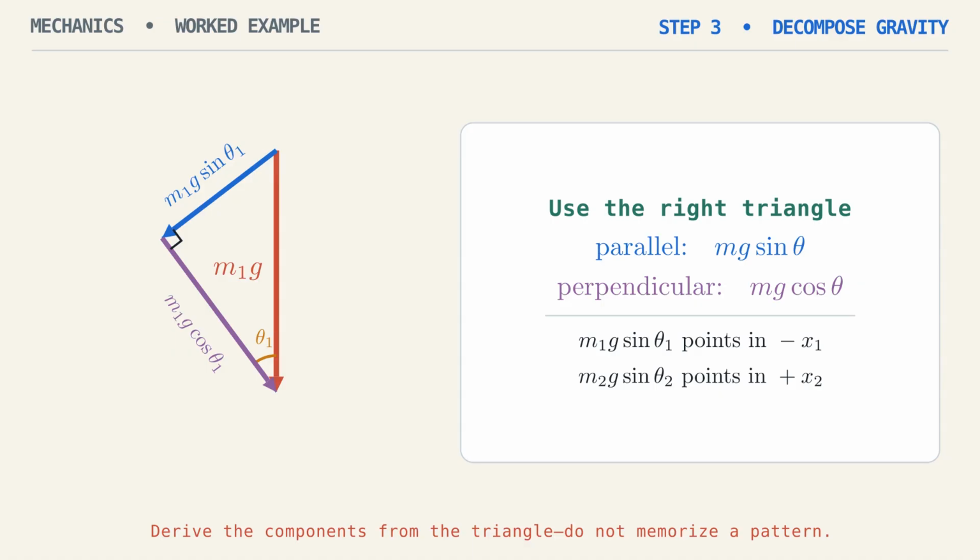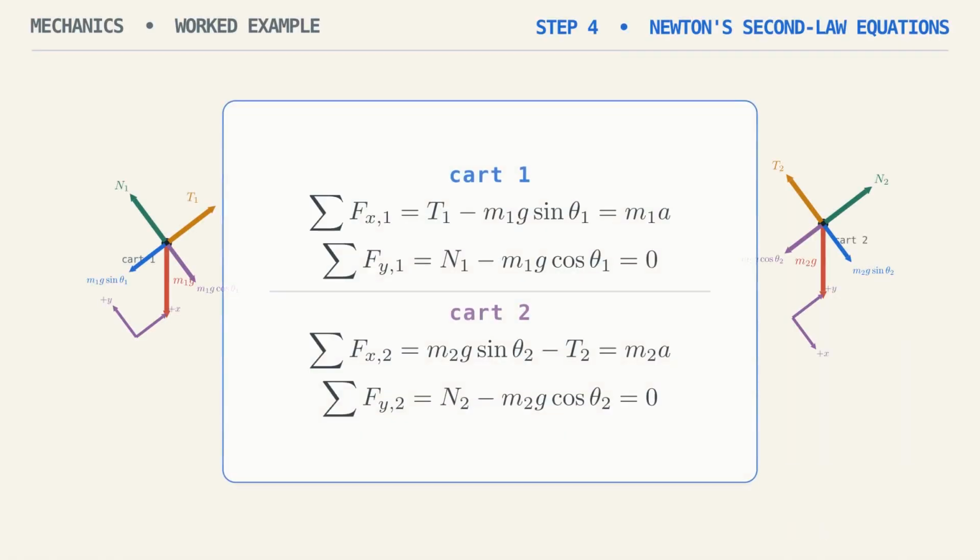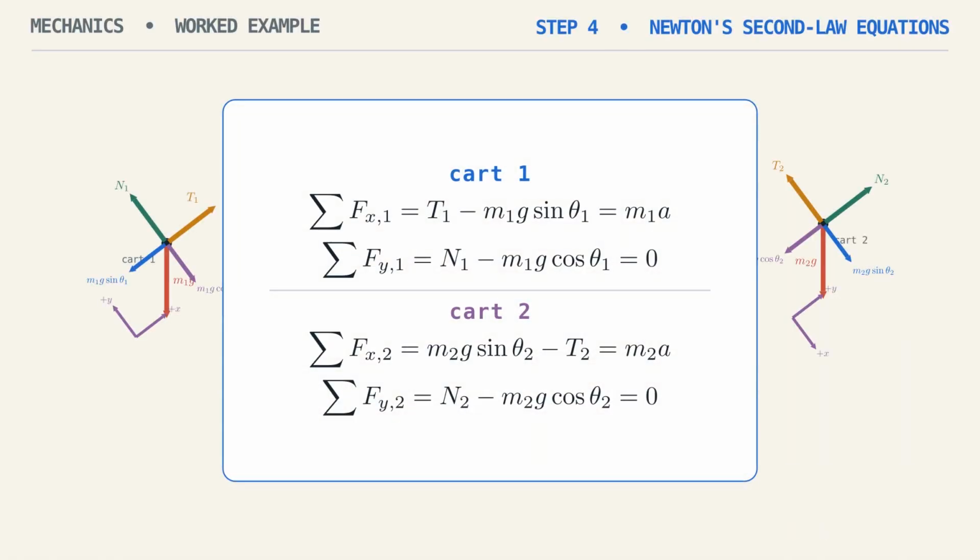For cart 1, the parallel gravity component points opposite positive x1. For cart 2, it points along positive x2. Both perpendicular components point into their surfaces, opposite positive y. Now, write Newton's second law in both directions for each cart.